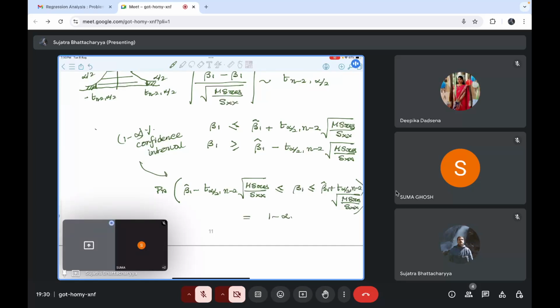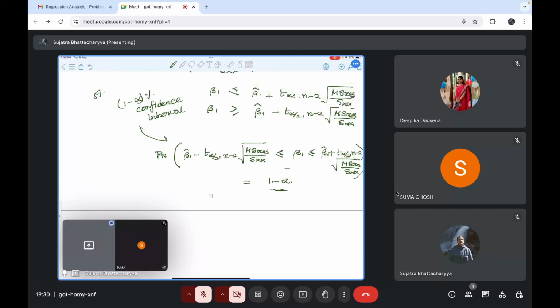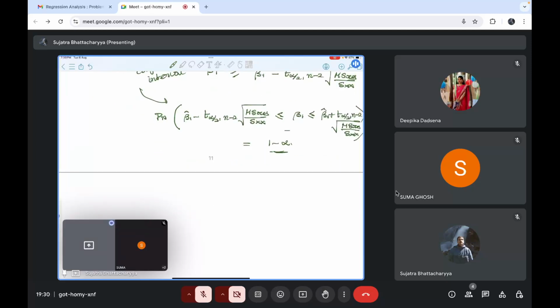So if you have say 5%, then this probability will be 95%. So it is a 95% confidence interval. So this is the 95% confidence interval for beta 1. What is the confidence interval? It is beta 1 hat minus t alpha by 2, n minus 2, root over MS residual divided by Sx, comma, beta 1 hat plus t n minus 2, alpha by 2, root over MS residual divided by Sx. So this is the confidence interval.